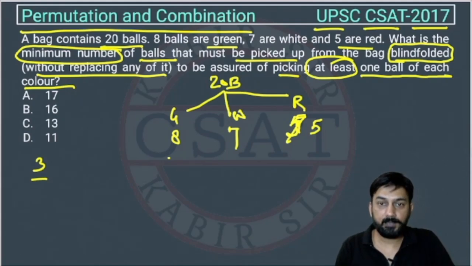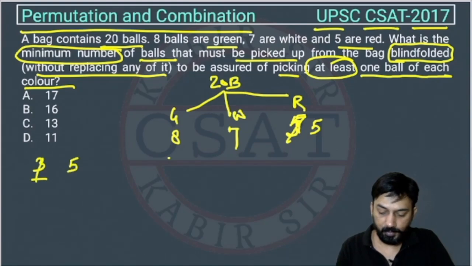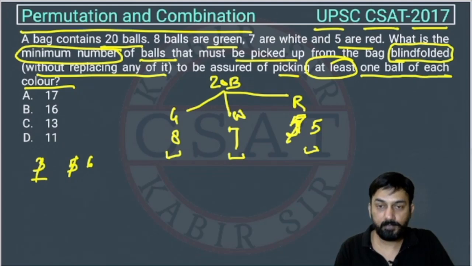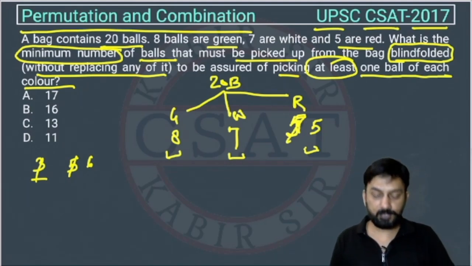So 3 is a very small number. With 3 we cannot be sure. If I am picking 4, this is not possible. If I am picking 5 balls, the possibility is that I am picking all red balls, right? But if I am picking 6 balls, right? There is a possibility that all 6 are green. There may be a possibility that all 6 are white, right? There may be a possibility that 5 are red and 1 is of another color, right? So 6 balls is also less.